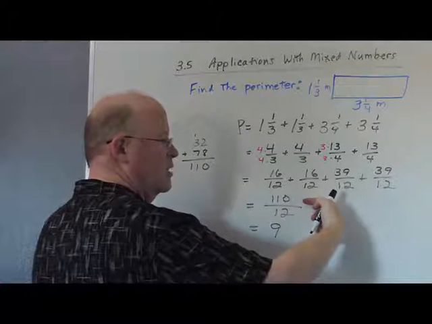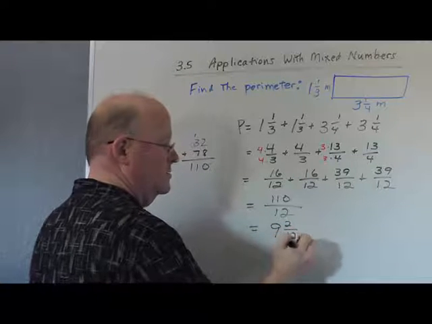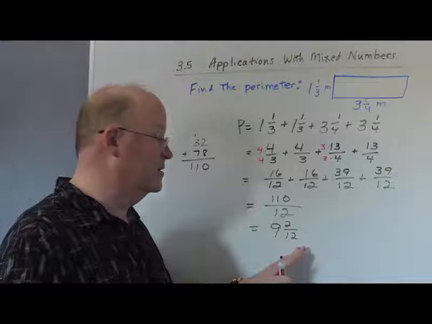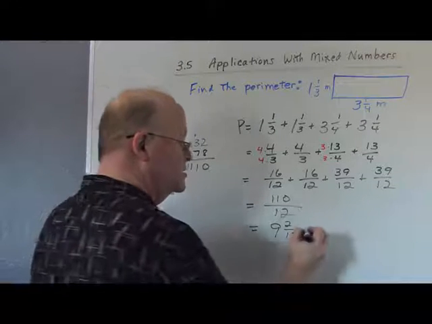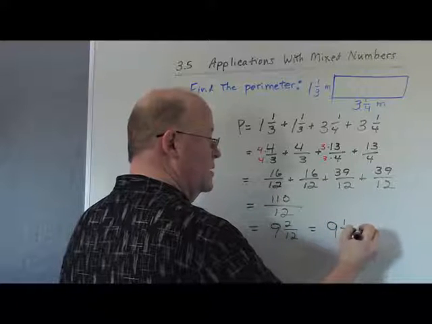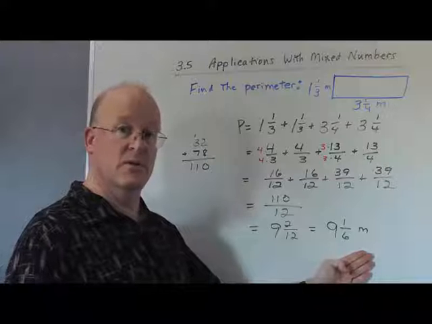108 is 2 away from 110, so there's going to be 2 out of 12 left over. But 2/12 can be reduced because both the 2 and the 12 are even. So I'm going to rewrite that as 9 1/6 meters. And that will be the perimeter of this rectangle.